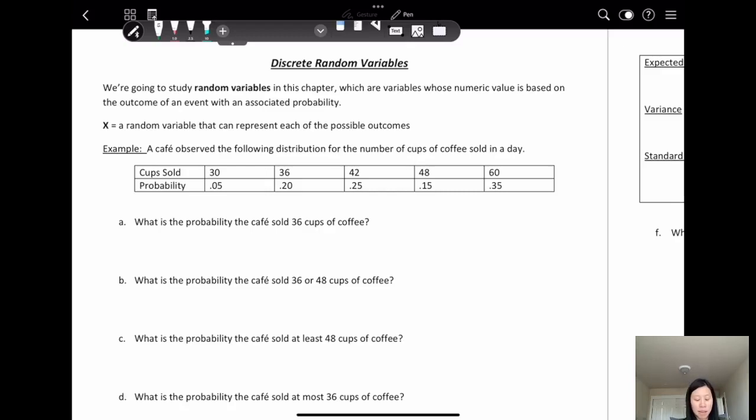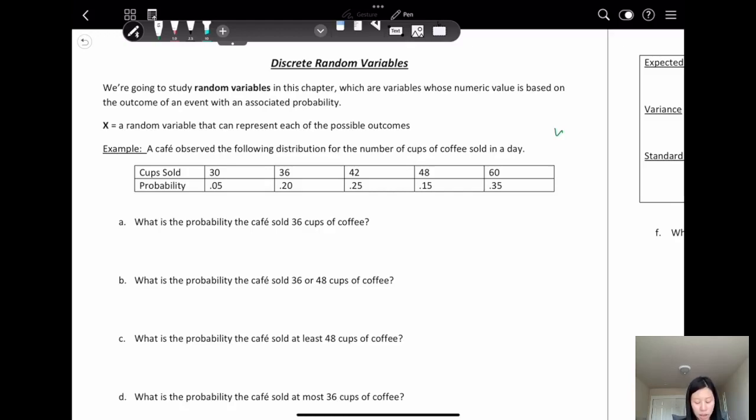Okay, so here's an example about discrete random variable probability. X is the random variable that can represent each of the possible outcomes, and the probability is basically the possibility of occurring. So let's look at the example here.